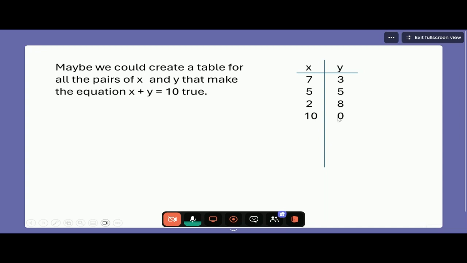If you think of what happens if y is 0, then x is obviously 10. 10 plus 0 makes 10. What if we swap them around? 0 plus 10 makes 10 as well. So far, all of the numbers we've chosen have been whole numbers.